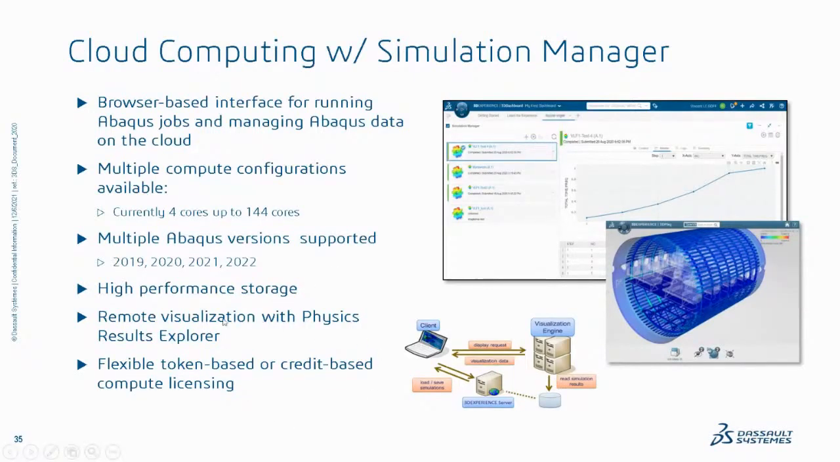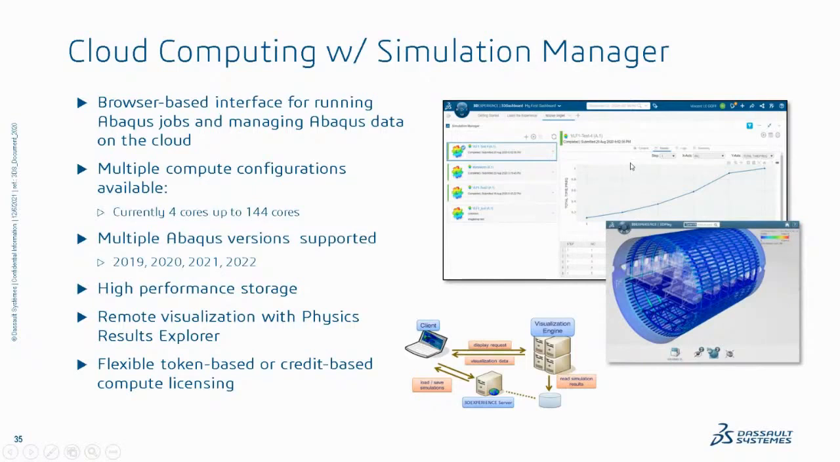The package here comes with Physics Results Explorer, which is our 3D experience-based high-performance visualization application. And we can work with the token-based or credit-based compute licensing. So the real target for this, or at least the sweet spot today, I'd say, is burst computing or overflow computing. For example, if you have a very large job that you need to run that maybe needs 144 cores, you don't have enough tokens or hardware to run that on site. On premises with your Abacus install, you can jump right onto the cloud and run those jobs with a large number of cores.